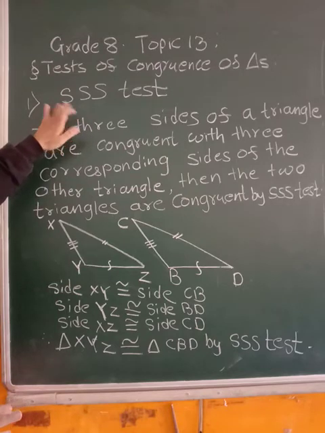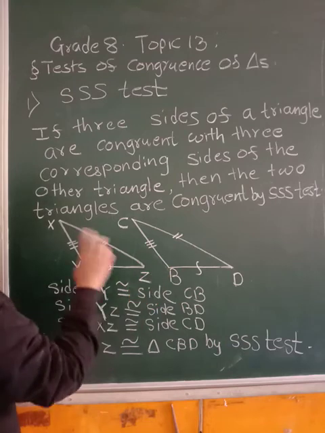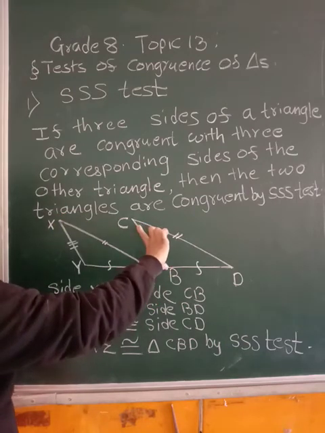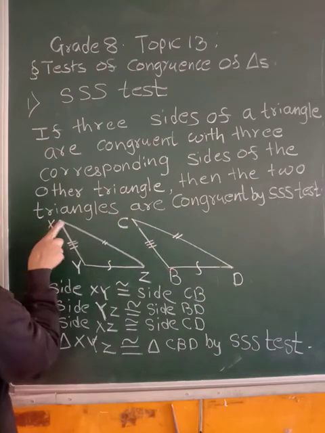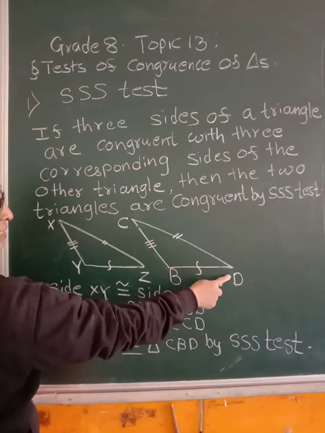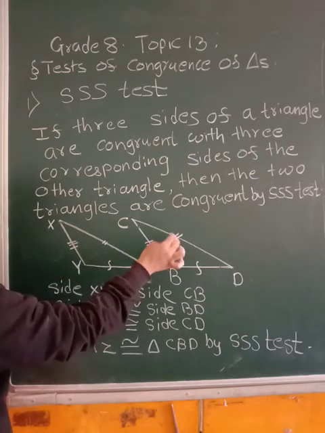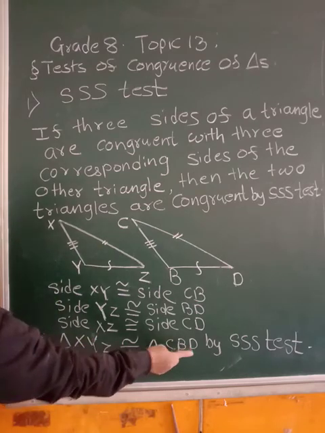Is this clear? Okay. So now see in this triangle XYZ and CBD. You can see that this side XY is exactly equal to CD. Then YZ equal to BD. And the third side XZ is equal to CD. All three sides of this triangle are correspondingly equal to three sides of the other triangle, and so we have written triangle XYZ.